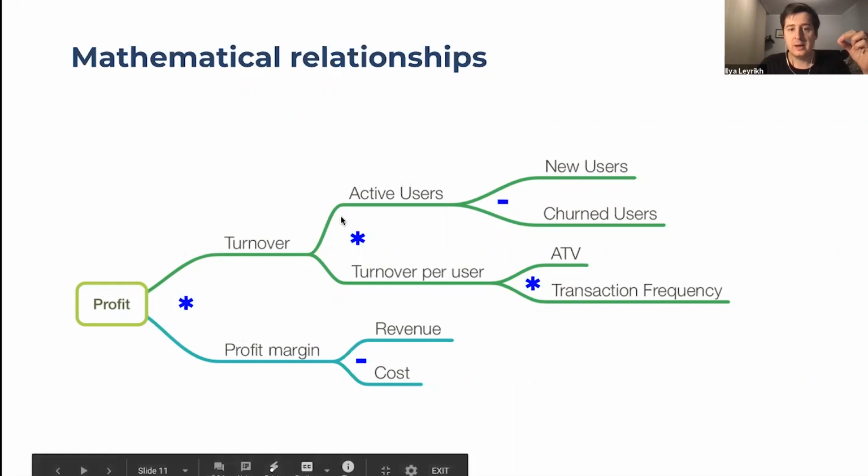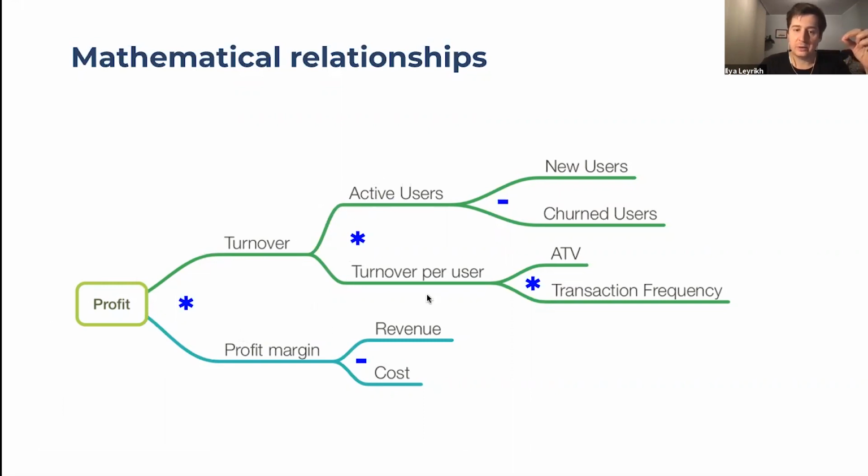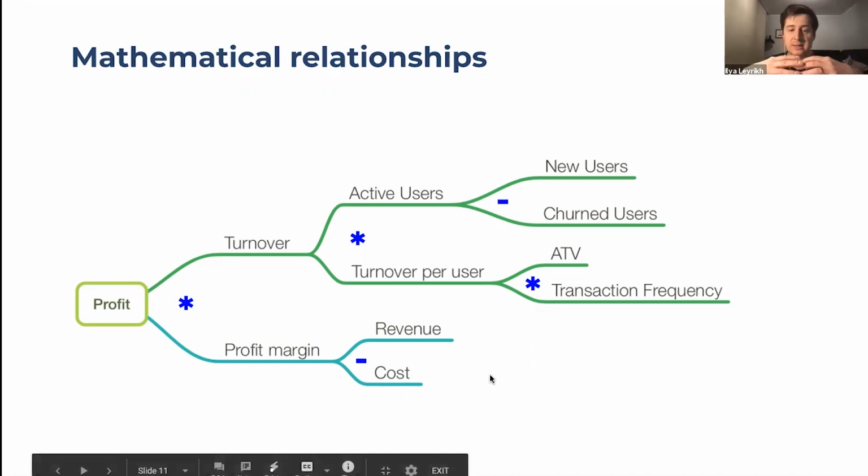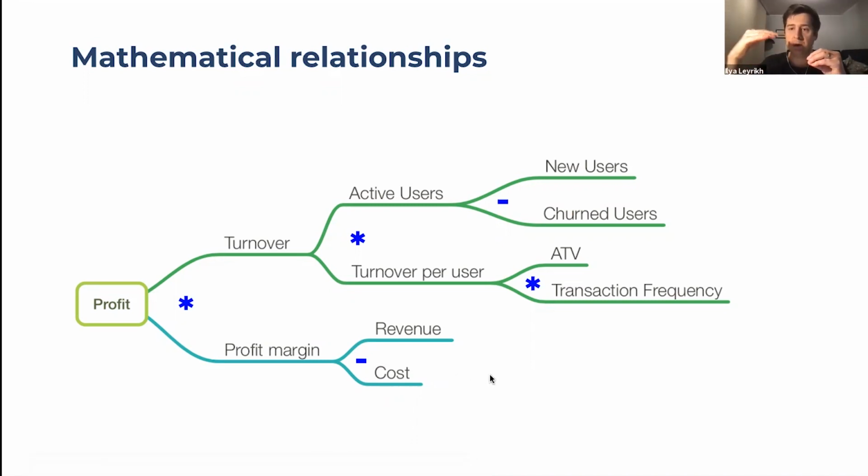Turnover in its turn is the product of active users and turnover per user, and profit per volume is the revenue per volume minus cost per volume. And you can go like that. You can go deeper in the costs, and you can say that the cost is variable cost plus fixed cost and represent it as a sum. So having those mathematical relationships is a really good sign of having a good KPI structure. And it will help you to use that KPI structure to make the forecasting, which I will talk about a bit later as well.